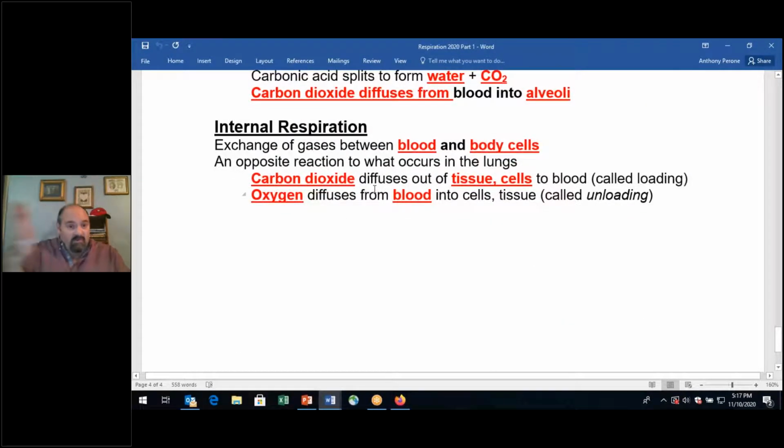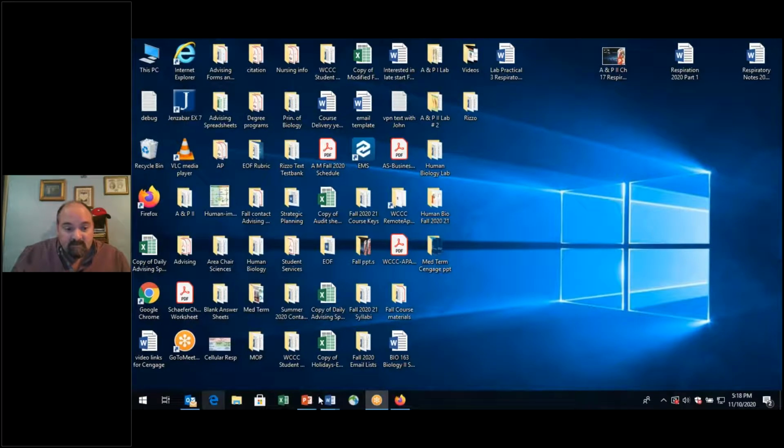And I mentioned to you earlier about the external respiration. Now, internal respiration, this is where we have this exchange between the cardiovascular system and the cells of the tissues. Exchange of gases between the body cells and the blood. CO2 will diffuse out of the cells, out of the tissues, and into the blood, so that CO2 is being loaded right into the blood, and then the oxygen is going to be unloaded into the cells and tissues, right? And that's internal respiration.